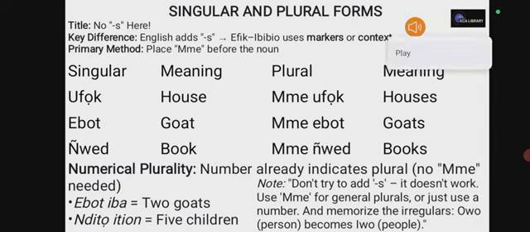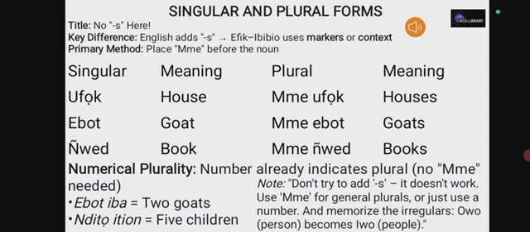Slide 7, singular and plural. No S here. English shows plural by adding S or ES to the end of a noun. Efik-Ibibio does not use S at all. Plural is shown by markers before the noun, by number words, or by context. This is a key difference, and trying to add S will make your speech sound incorrect.